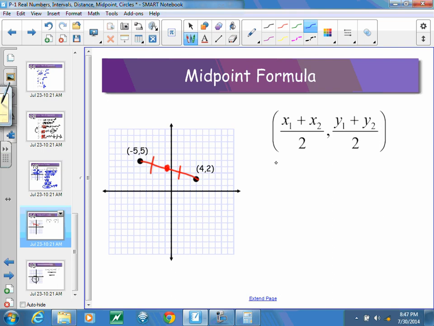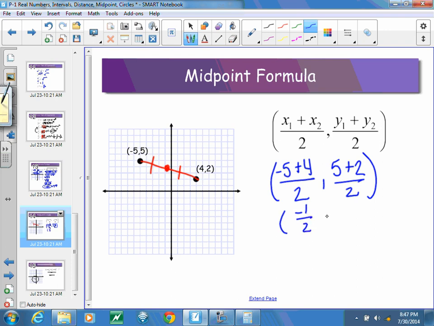So our x values that we have, negative 5 plus 4, take all that divided by 2. And our y values, so 5 plus 2 divided by 2. Here I end up with negative 1 divided by 2, so negative 1 half. 5 plus 2 is 7. 7 divided by 2 is 7 halves. So my midpoint is negative 1 half and 7 halves.